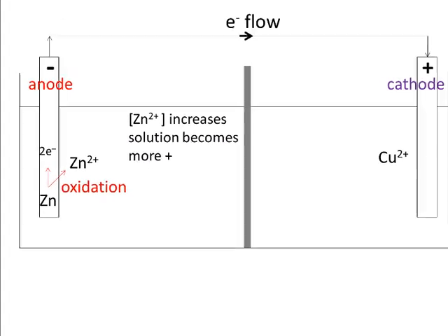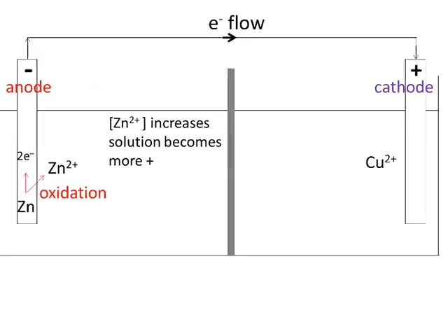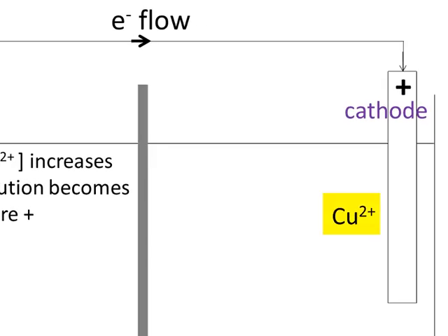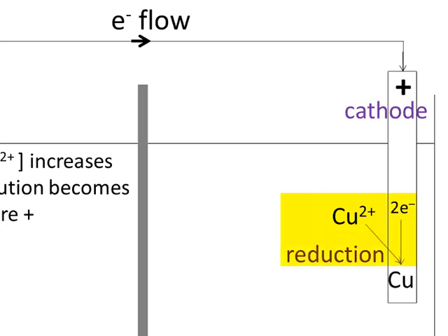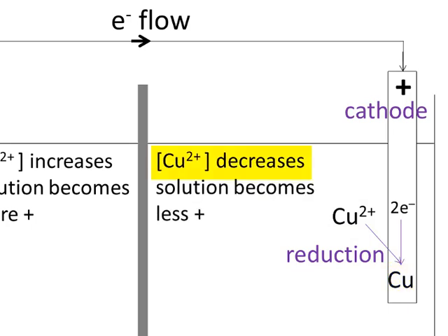In a way, the opposite is happening on the other side, because before you had a whole lot of copper ions bathing the electrode, and now once they become reduced, once they take in electrons from the electrode, then they change into something that isn't soluble, copper atoms, and these copper atoms precipitate. And so what this does is it reduces the concentration of copper ions in the solution, and it also makes the solution less positive.